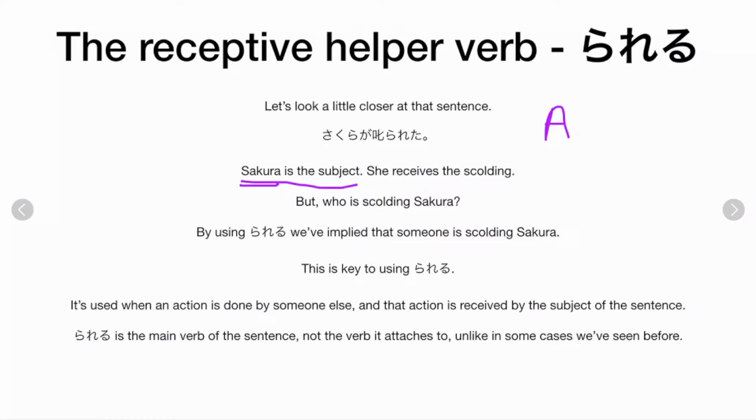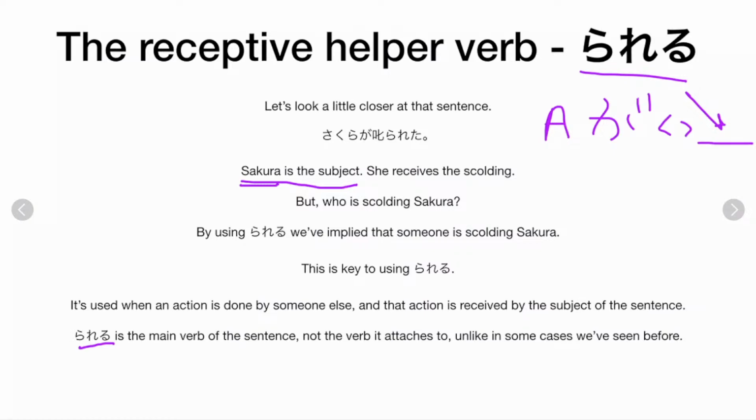Okay, and I'm going to highlight this. Rareru is the main verb, right? So A ga something rareru, right? So this A ga rareru is the main idea. A got, and whatever else it is, or A gets, and whatever else it is that you're trying to say about it.